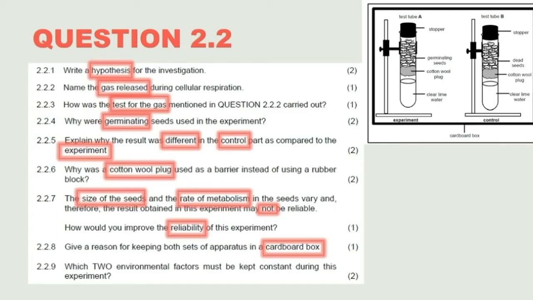So basically no light enters. And then 2.2.9, which two environmental factors must be kept constant during this experiment?